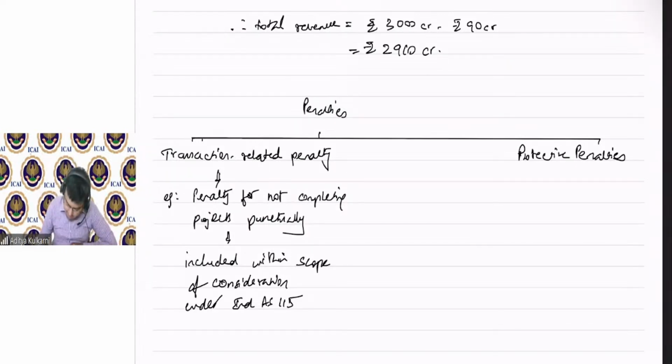The other set of penalties are my protective penalties. Suppose you have given your property on lease, and then the lease tenure ended, you did not want to renew, so you call that person and say we want the property vacated because we want to use the same. When we talk about protective penalties, they are meant only for protecting your rights.